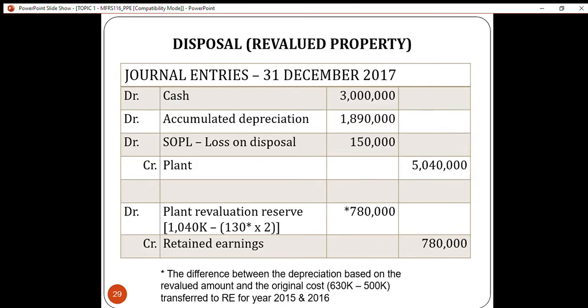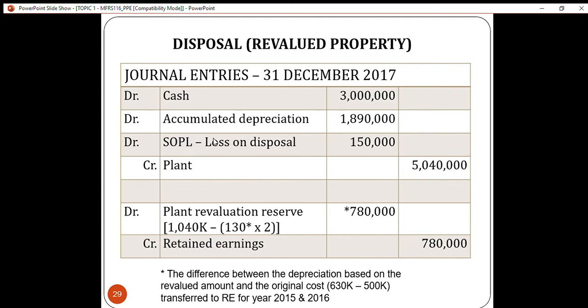Okay, these are the journal entries on the disposal of the plant. Here we debit cash RM 3 million, which is the sales proceeds of the plant. Debit the accumulated depreciation 1,890,000, which is to write off the accumulated depreciation account.